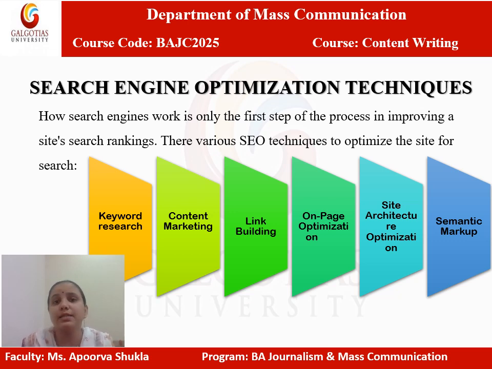Now the last thing is semantic markup. It is another SEO strategy, and SEO experts utilize it in optimizing a website. Semantic markup is used to describe the meaning behind the content on a page, such as helping to identify who the author of the piece is, the topic of that particular content, and the type of content on a page. So this is all about what search engine optimization techniques are.